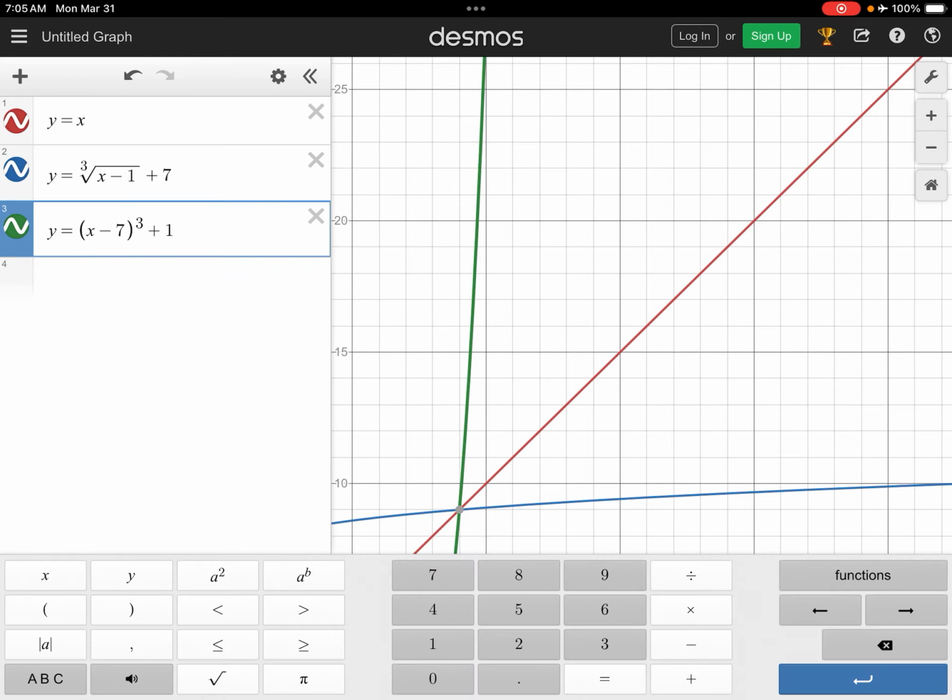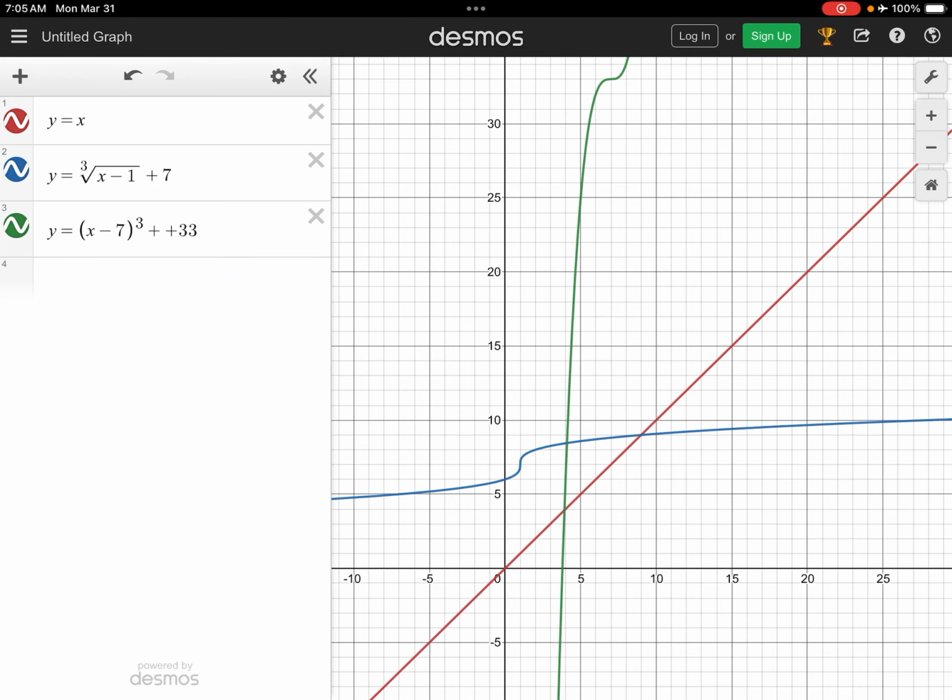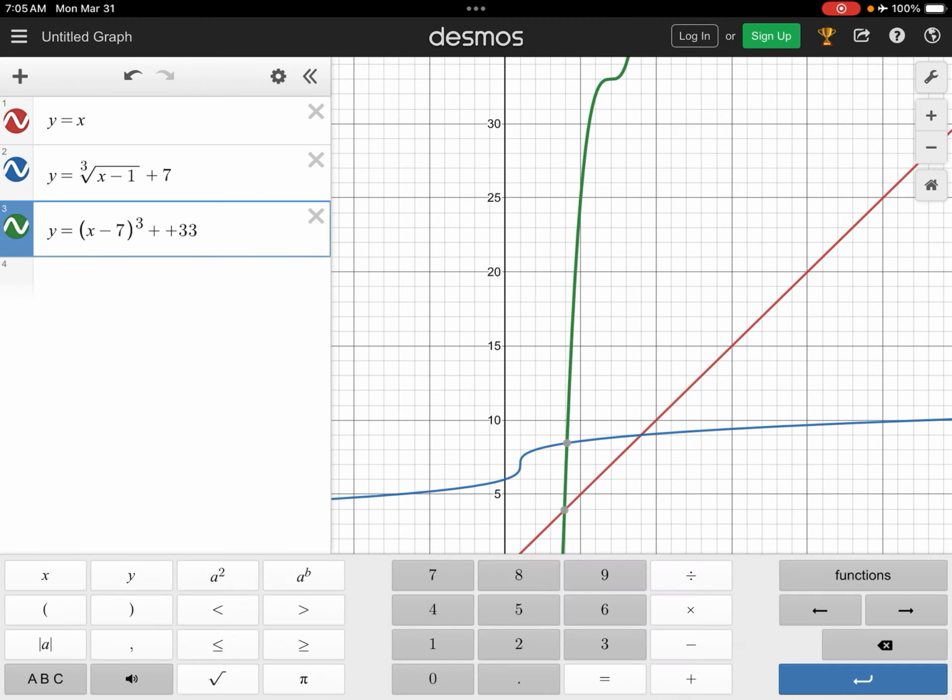For example, let's say you had something that looked like this, plus 33. See, that is not a reflection, the green and the blue. If I change that back to plus 1, now you can see the diagonal reflection.